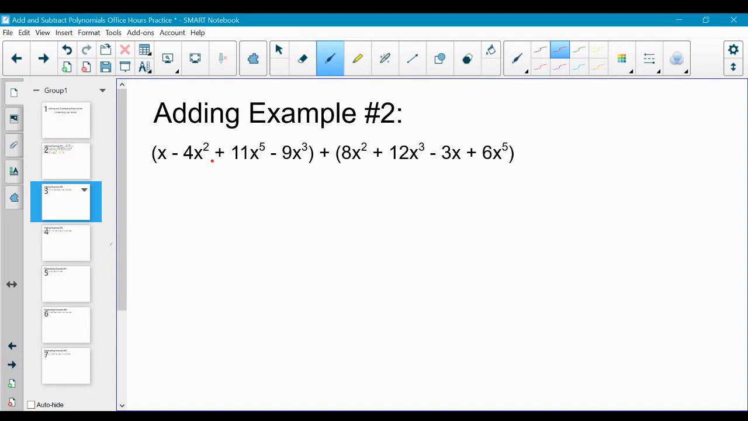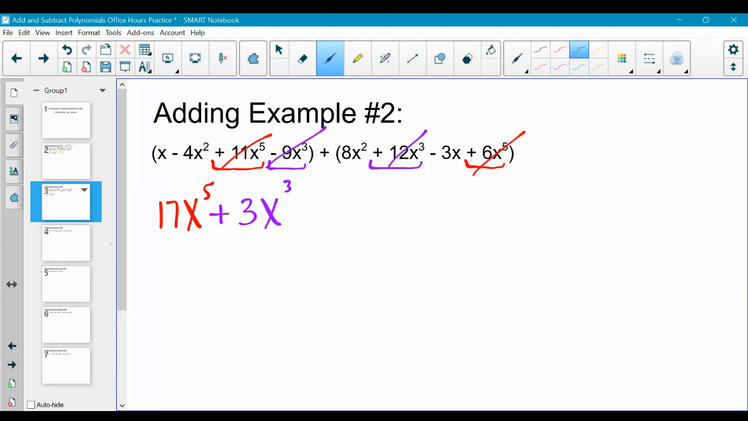So I'm going to look at the highest degree, positive 11x to the fifth, plus 6x to the fifth. So I'm going to get 17x to the fifth. So those are done. Okay. Next, I don't have a degree of 4. The next one I have is a degree of 3. So I have negative 9x cubed plus 12x cubed. So I'm going to get a plus 3x cubed.